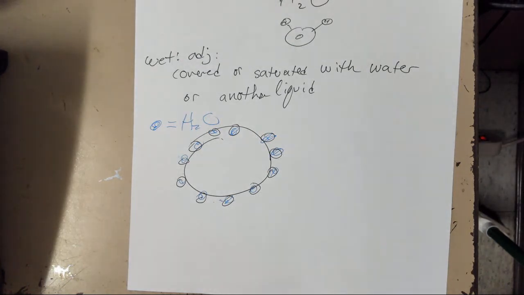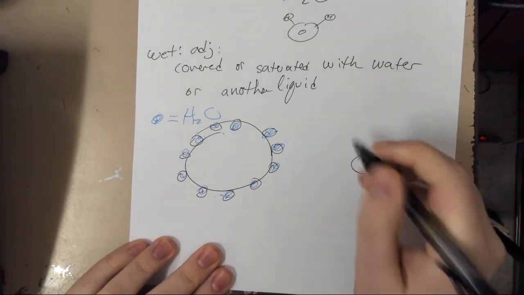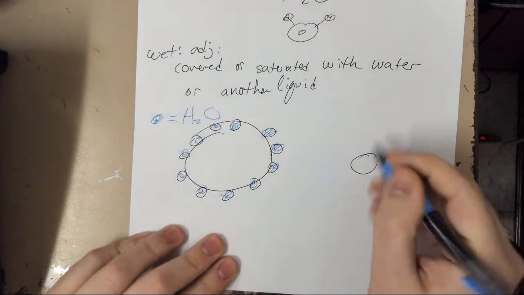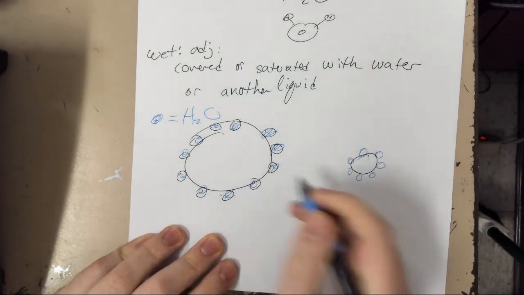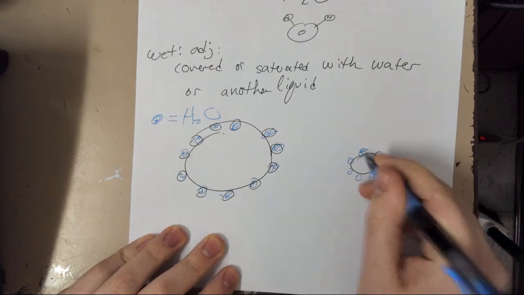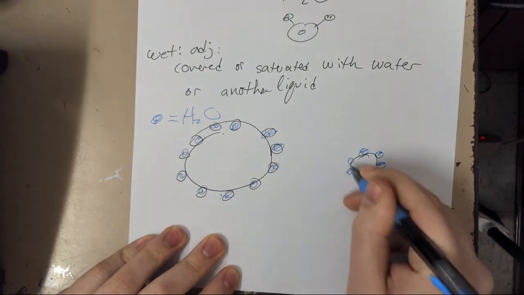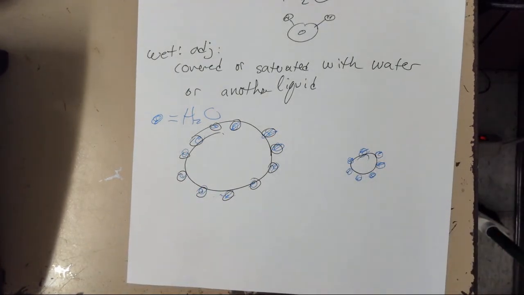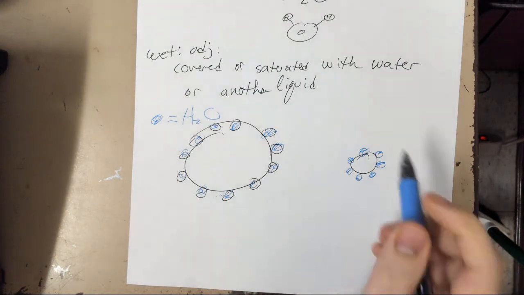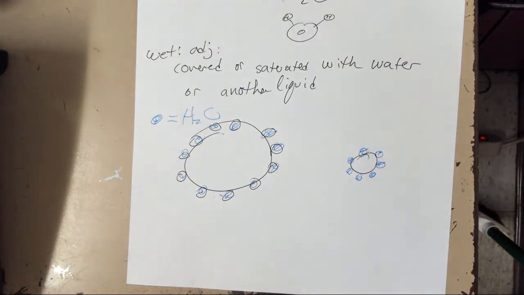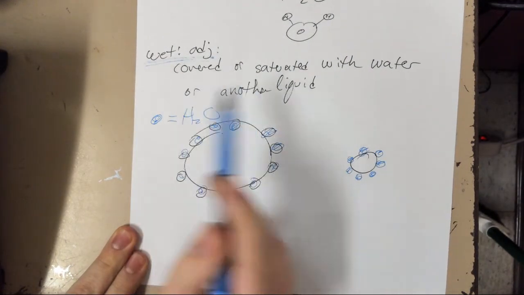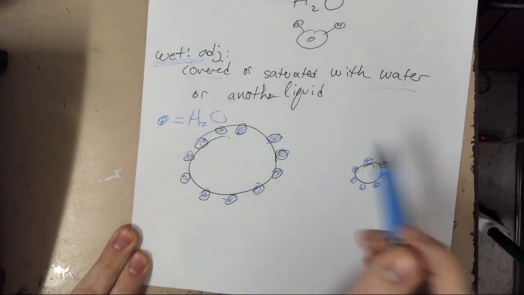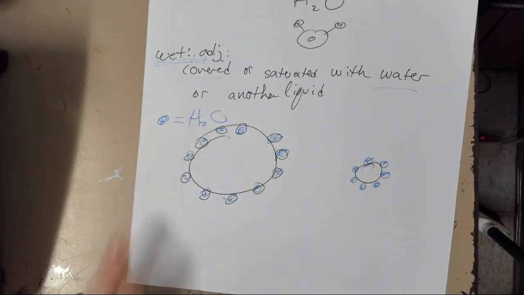So let's make the ball smaller. And let's cover that one with water. So now we went from, what would this be, like a beach ball to a tennis ball. So if you cover the tennis ball in water, then is the tennis ball wet? Well, yeah, it's covered with water. Therefore, according to our definition, that tennis ball is wet.